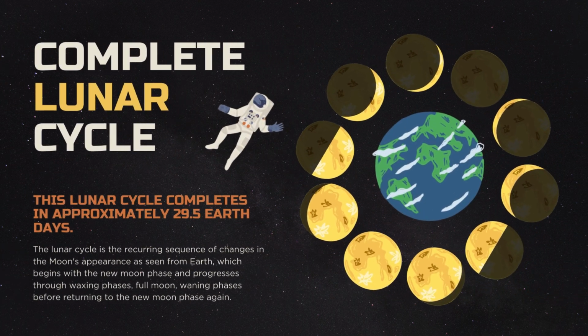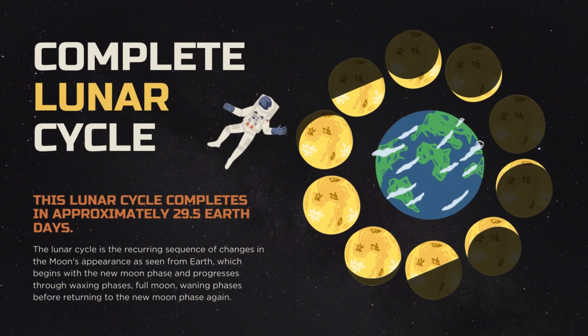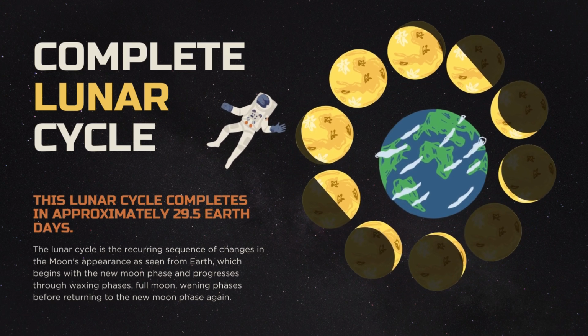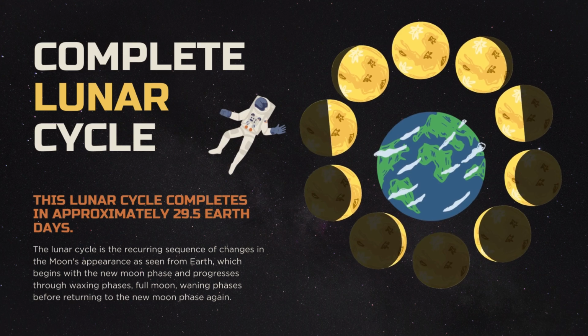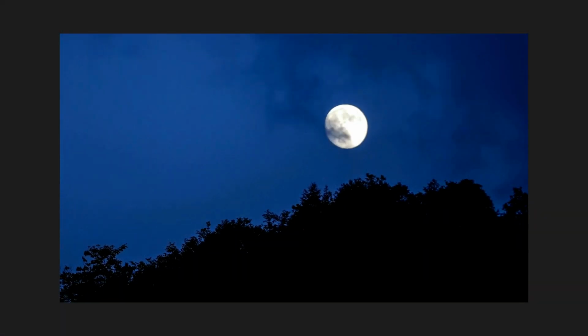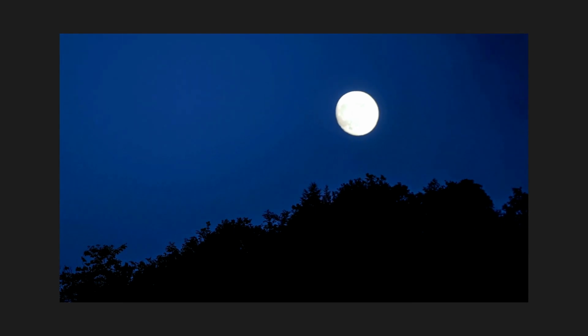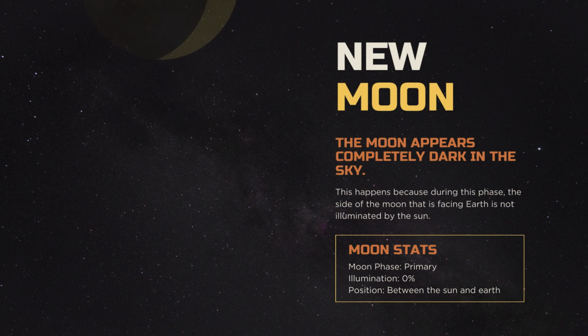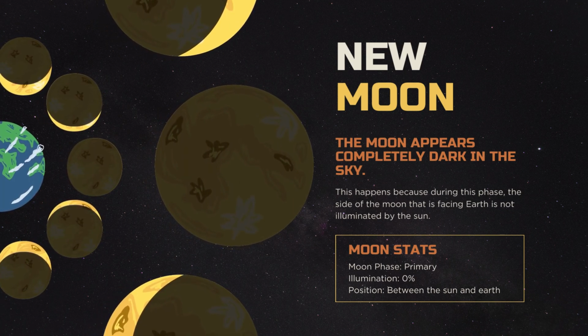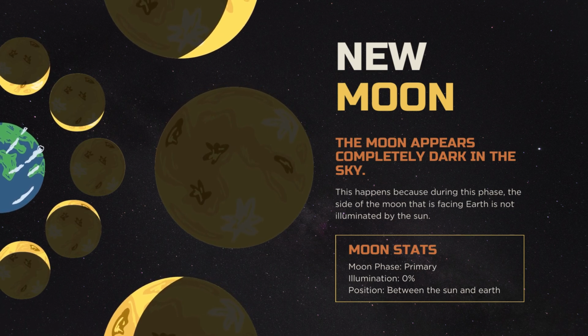The complete lunar cycle, with its 29.5 Earth days of transformation and renewal, serves as a timeless reminder of the interconnectedness of Earth, the moon, and the cosmos. As we gaze up at the ever-changing face of the moon, we are reminded of the enduring beauty and wonder of the universe. The new moon marks the beginning of a new lunar cycle, as the moon orbits the Earth, and the Earth orbits the Sun.